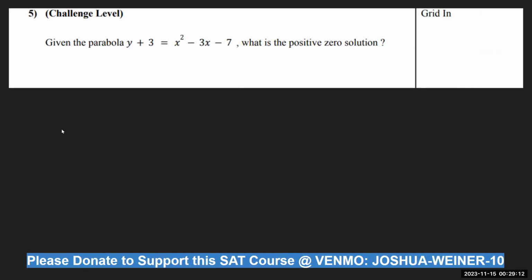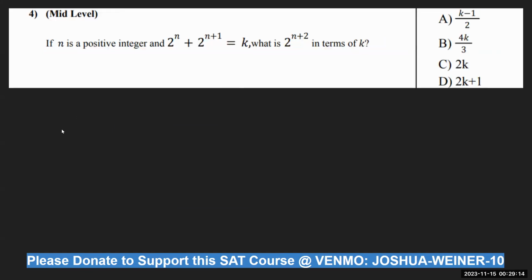It says, if n is a positive integer and 2 to the n plus 2 to the n plus 1 equals k, what is 2 to the n plus 2 in terms of k? Clever problem. Very well-written problem. This is from an actual old SAT. 2 to the n plus 1, so what I'm going to do is that's k.